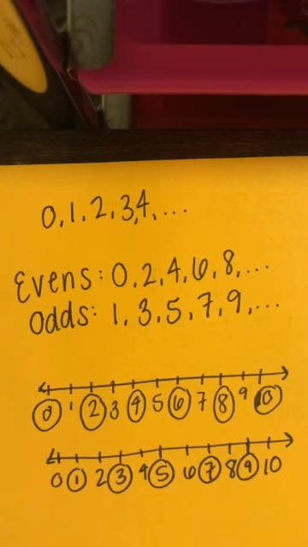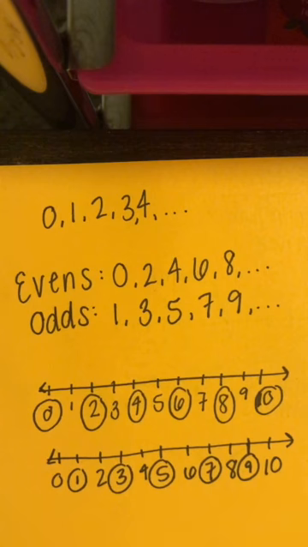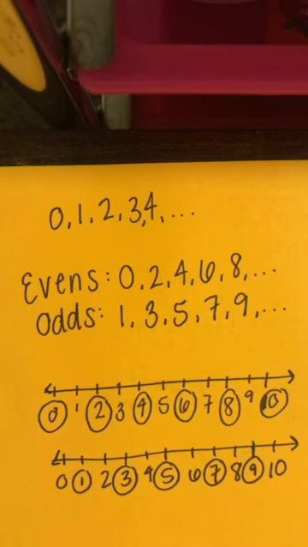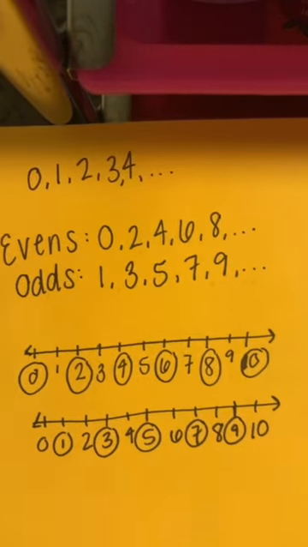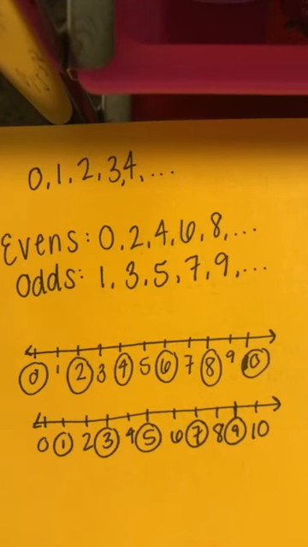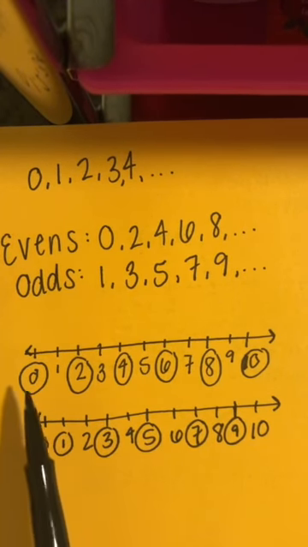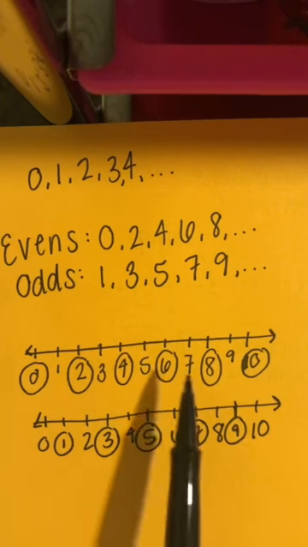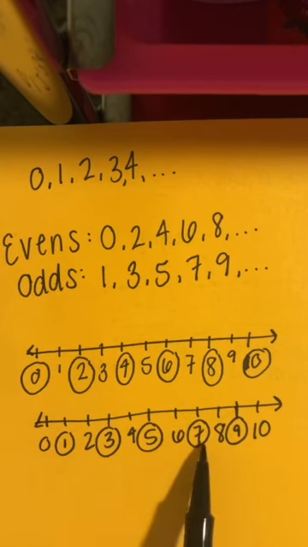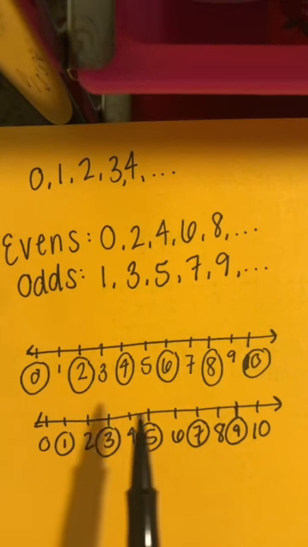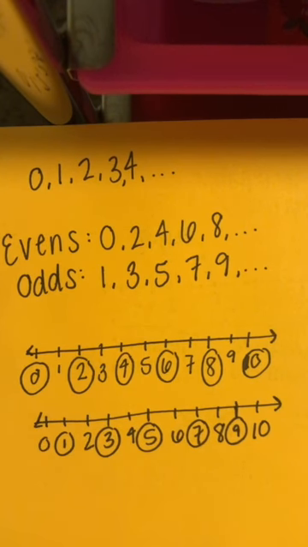These sequences are what we call arithmetic sequences because the same number is added to each term in order to find the next term. Thus, the numbers in the sequence are equally spaced on a number line. So we can see the number line here. We have our even numbers, 0, 2, 4, 6, 8, 10, and then we have our odd numbers, 1, 3, 5, 7, 9.